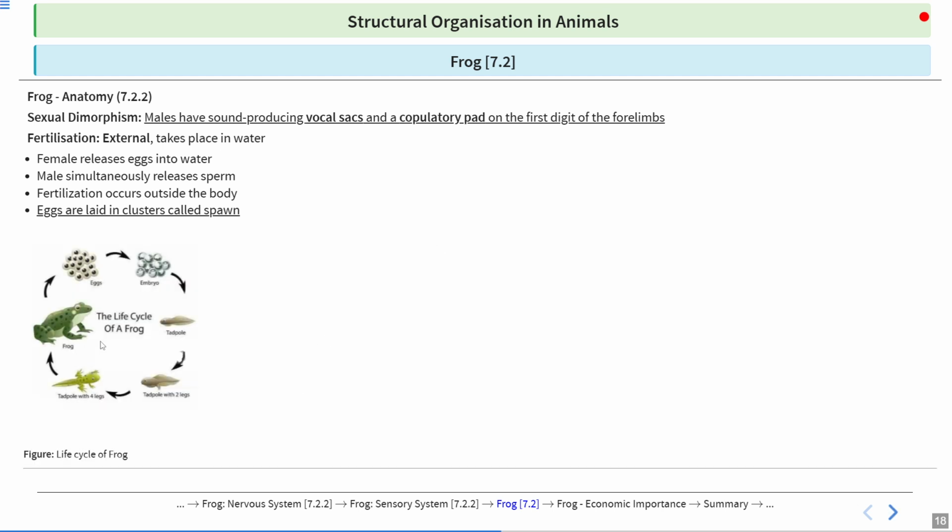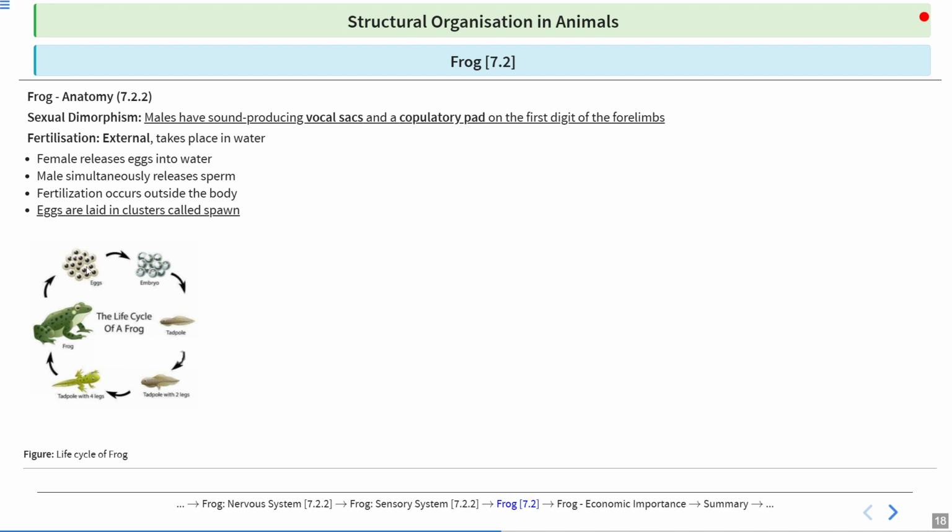Here you can see the life cycle of a frog. The adult frog is there. The female will lay the eggs. You can see the eggs are in a group, and these eggs are in a group because they are present in a jelly-like substance that is called spawn. Now, the sperms are laid over these eggs only, and all the eggs get fertilized there.